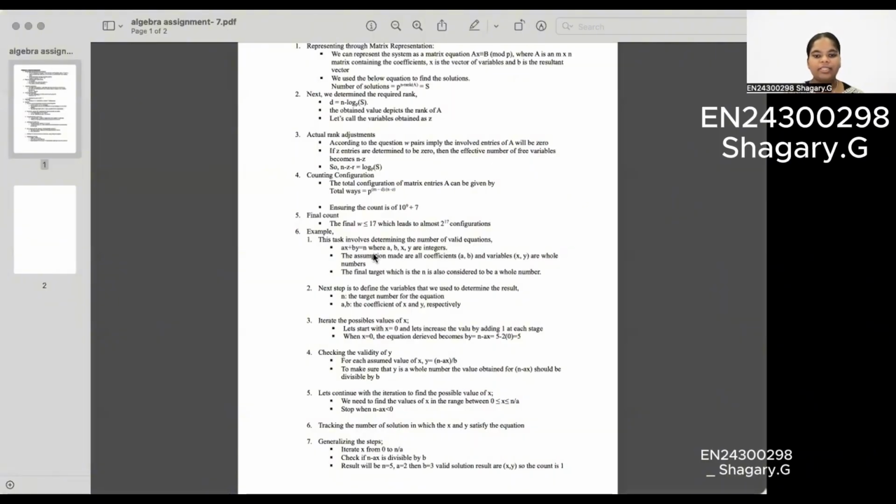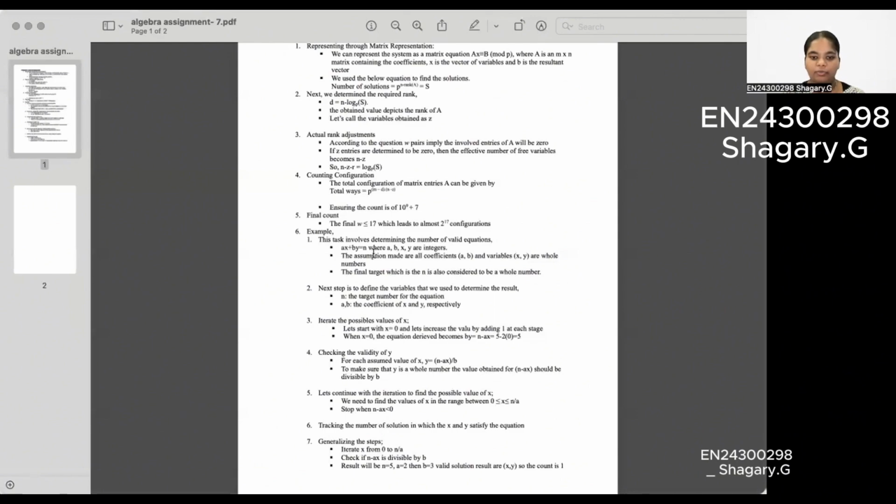Let's now talk about the counting equation question. First, we represent the system as a matrix equation Ax equals B mod P. Here A is a matrix of coefficients, x is the variable vector, and B is the result vector. To find the number of solutions, we use the formula: number of solutions equals P to the power n minus rank A. Next, calculate the rank using d equals n minus log base P of S. Here S is the number of solutions. Adjust the rank if 0 entries or fixed variables are involved.